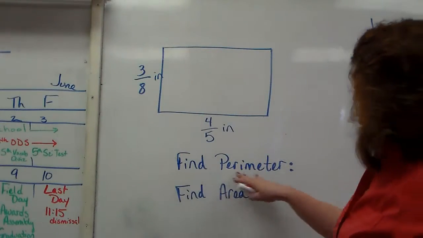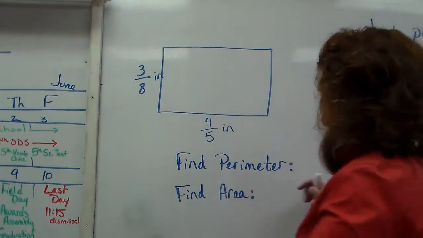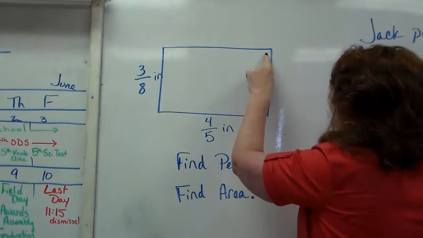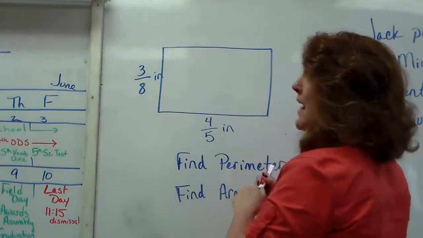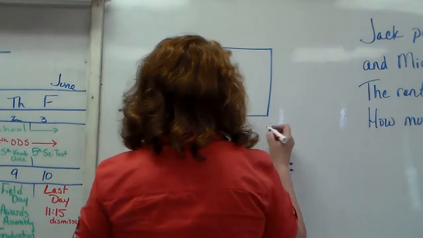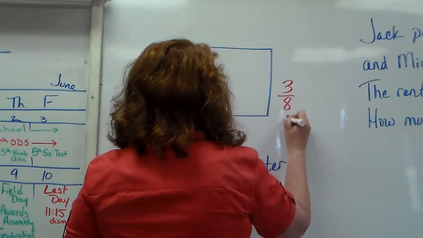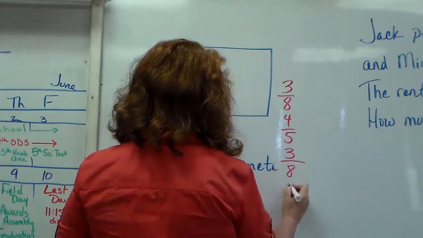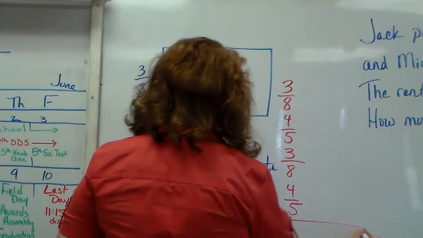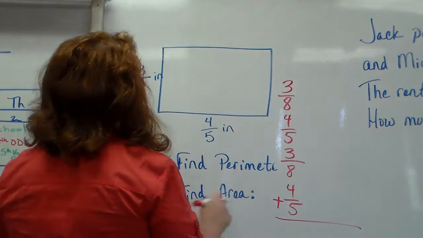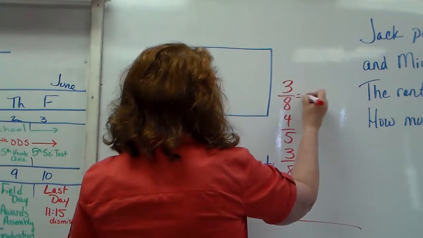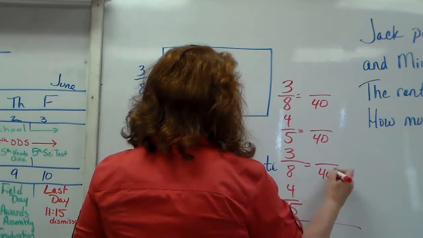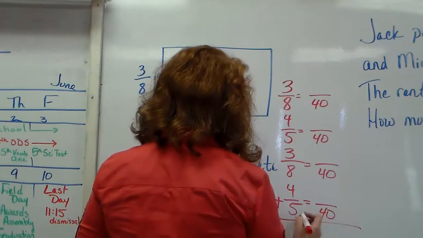When finding perimeter, I need you to remember that that's the distance around. So for this problem, that's going to be 3/8 plus 4/5 plus 3/8 plus 4/5. So set that problem up for yourself. And I need to be able to find a common denominator. Well, my common denominator of 8 and 5 is 40. So we need to set these all up with 40 as our common denominator.